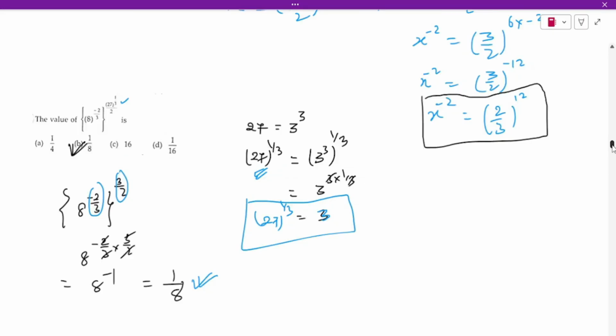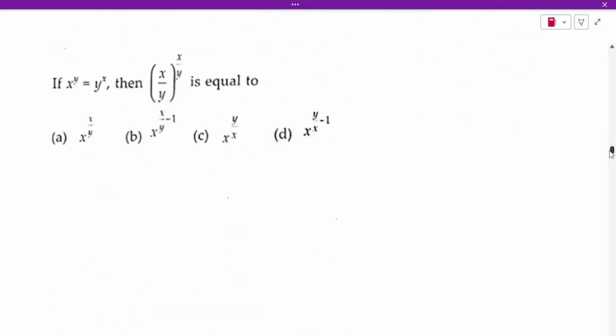Now let's move to the next question. This is a very interesting question, so try to pause the video and solve it by yourself and comment the answer in the comment box. I'm marking this as question number 1. If you are commenting, make sure to write question 1 and then comment the answer for this.